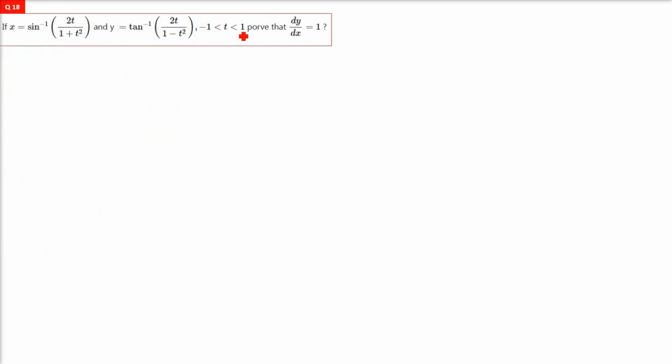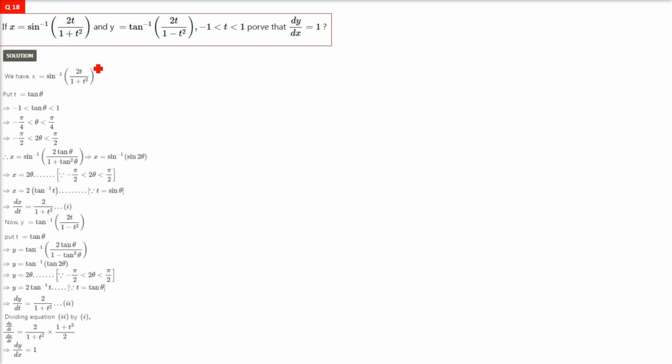So t is between negative 1 and 1. We have to prove dy by dx is 1, where x and y are given. There are two ways to do it. The first way we have already discussed: sin inverse of something gives 1 by under root 1 minus square of that thing, and tan inverse also you know, 1 by 1 plus x square.